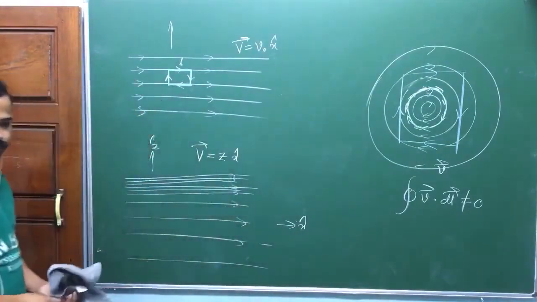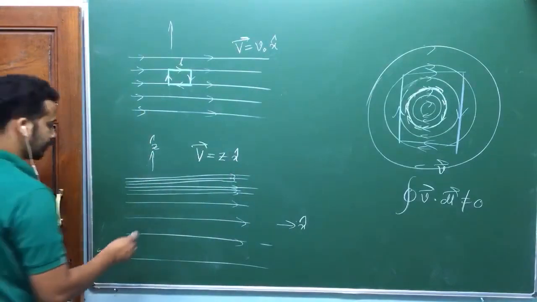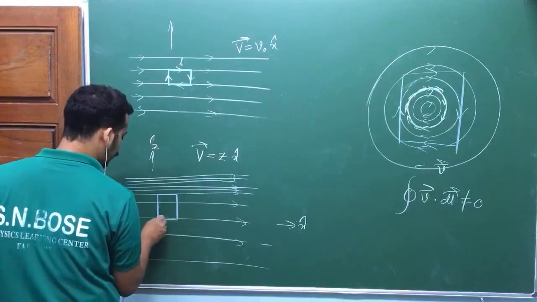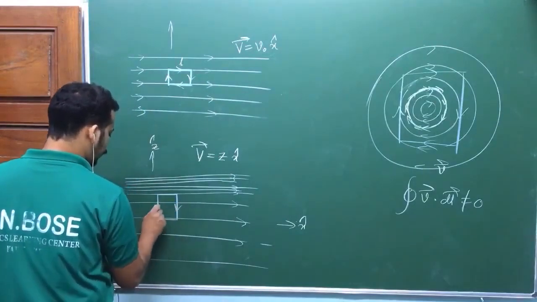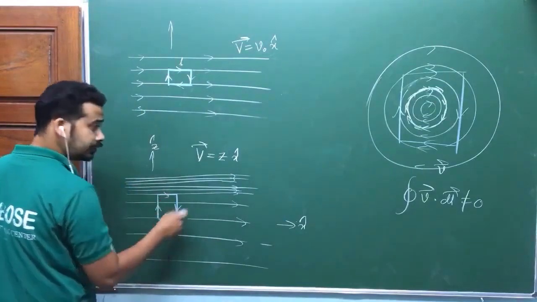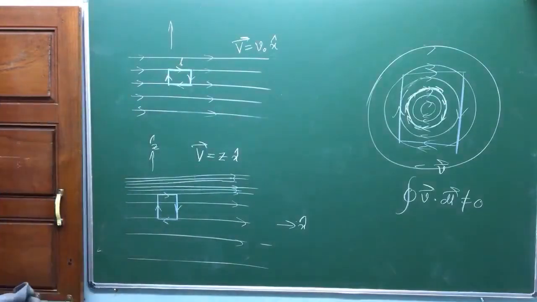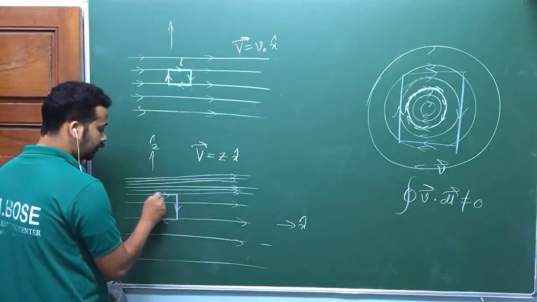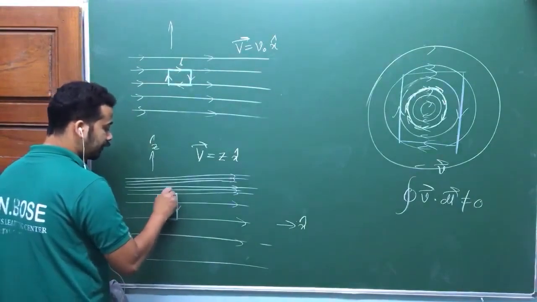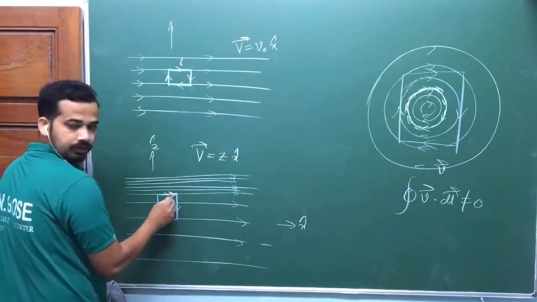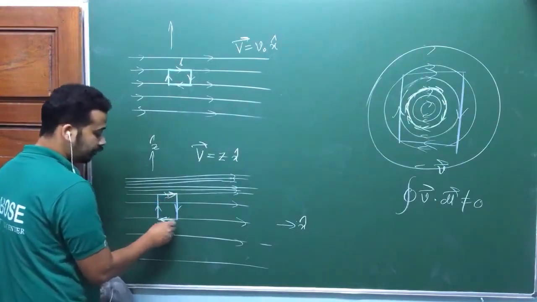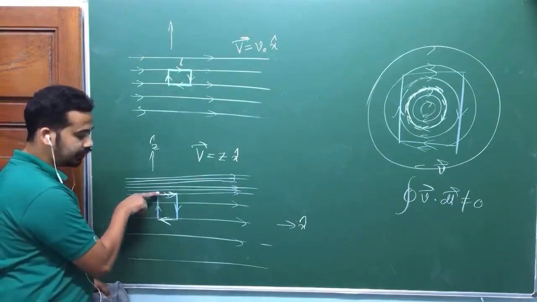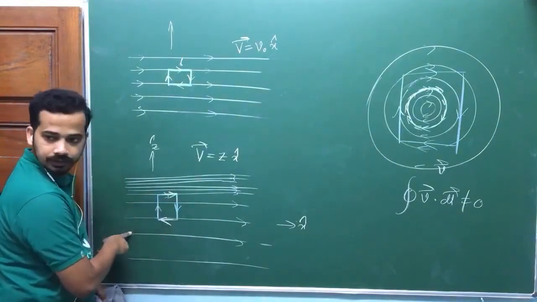Now if you take a circulation, circulation means closed line integral. If you take a circulation here, you will have circulation non-zero. Look at the diagram. Here your vector field strength is high, and here the vector field strength is low.